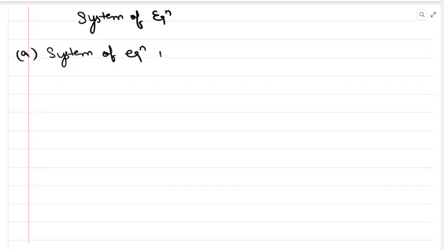Hello everyone. In this lecture we are going to start system of equation. First we will do system of equation involving two variables and then we will continue with three variables. So first, system of equation involving two variables.